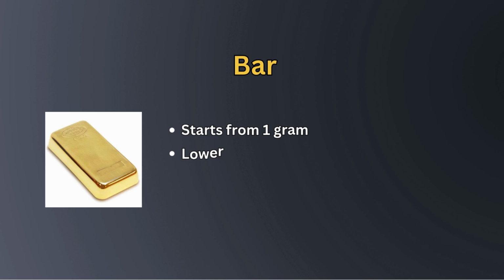Gold bars are accessible for purchase in small amounts starting from just 1 gram. Since they are easier to produce than coins, with lower manufacturing costs and fees, they can be bought at a lower price compared to gold coins.